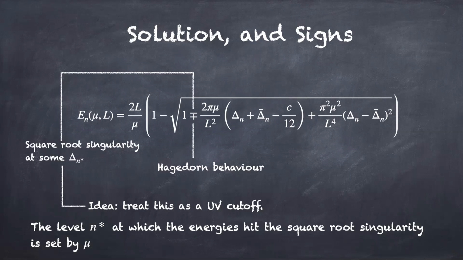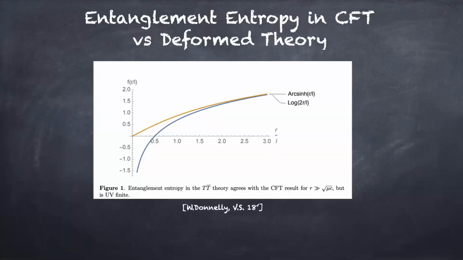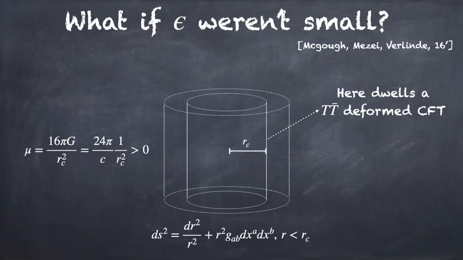So if we pick the minus sign, then we find that there's a square root singularity at some energy level. And beyond that, the energy levels go complex. Whereas if we pick the plus sign, then at very high energies, it looks like this theory exhibits Hagedorn-like behavior and is perhaps related to something like string theory. Note that the level at which the energies hit the square root singularity is related to the deformation parameter mu, which is in keeping with our intuition that mu sets the cutoff scale.